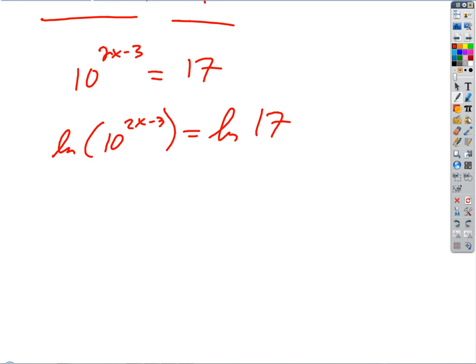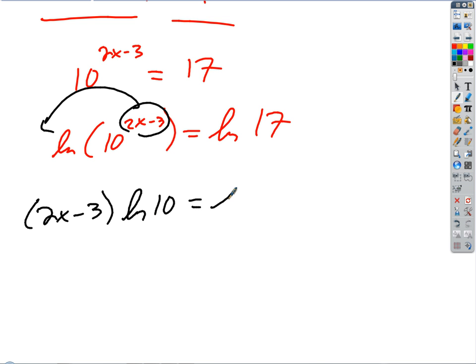What do I do with that 2x minus 3? Move it out front. Good. So all this stuff just goes out there. So 2x minus 3 times natural log 10 equals natural log 17. And now this is just old hat. We're just going to solve for x by working backwards through order of operations. So first thing, we got to work outside of parentheses. What are we going to do first? Well, not minus. It's being multiplied. So I divide both sides by natural log 10.